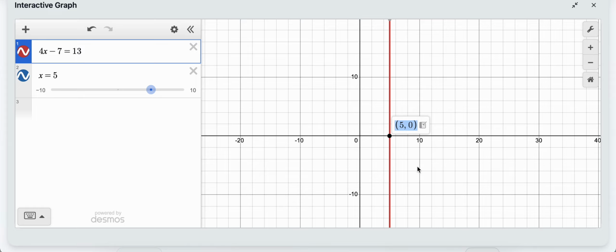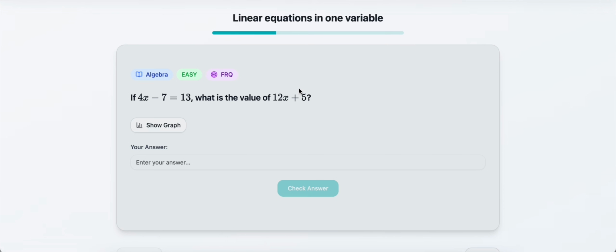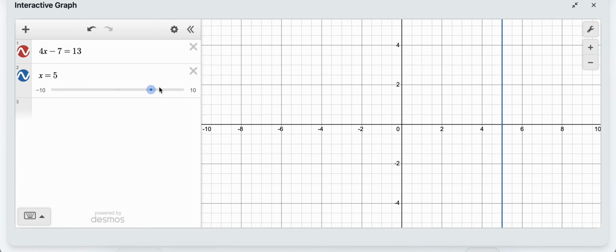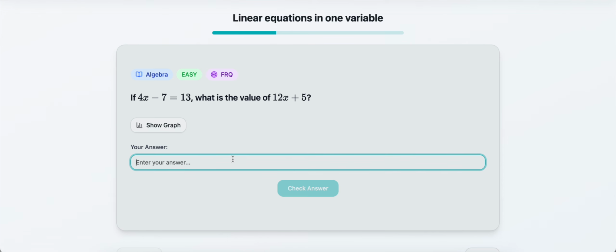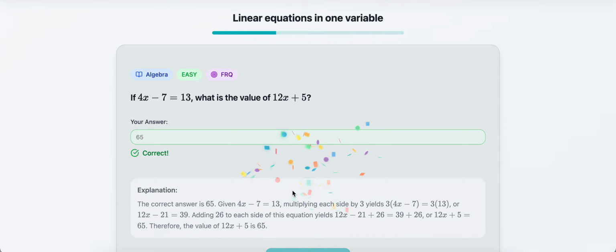Well, not quite. Close, right? We're not looking for x here. We're looking for 12x plus 5. So once we find that x is equal to 5, what we can do is plug in 5 for x in 12x plus 5, right? So I have 12x plus 5, and I'll just replace this x with 5, and Desmos will evaluate this, and it'll tell me that it is equal to 65. So that's how we can solve that using Desmos.